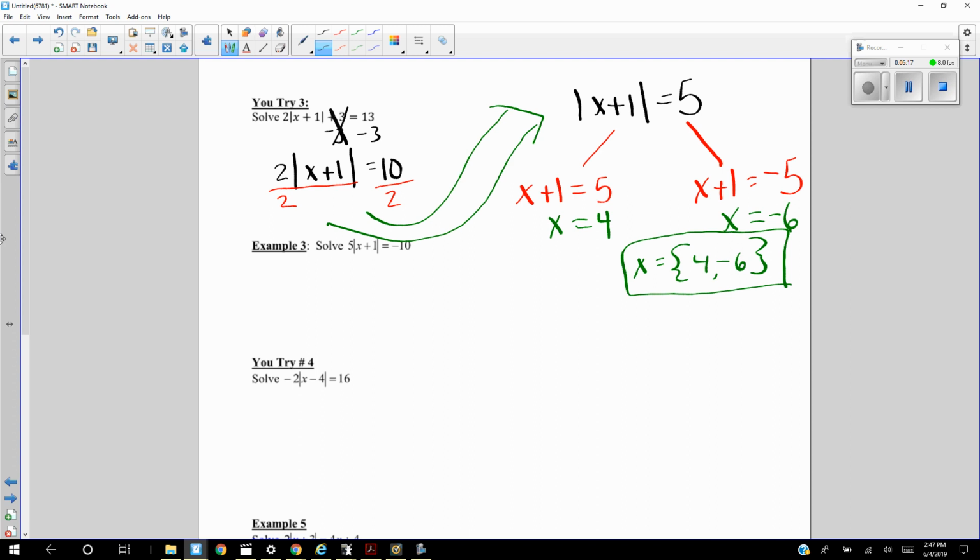On this next example, same idea. Absolute value needs to be isolated. So on the left-hand side, there can't be anything unless it's on the inside of the absolute value before we can split it into two. So divide both sides by 5.